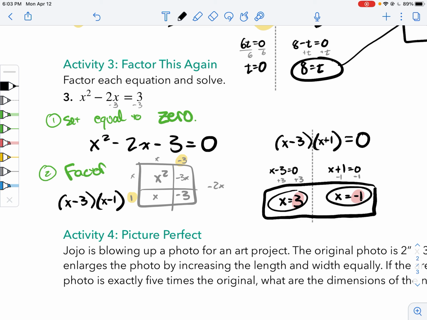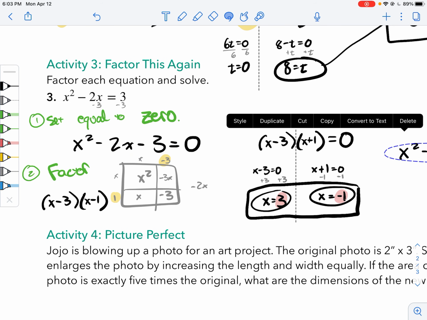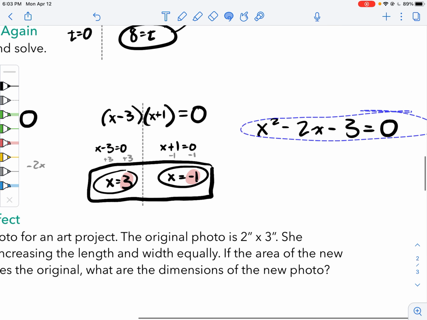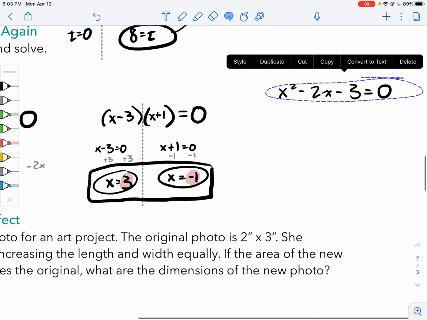Now, how do we know that's true? We have to check it and plug it back into our original equation. I'm going to run out of space, so I'm going to do it twice.